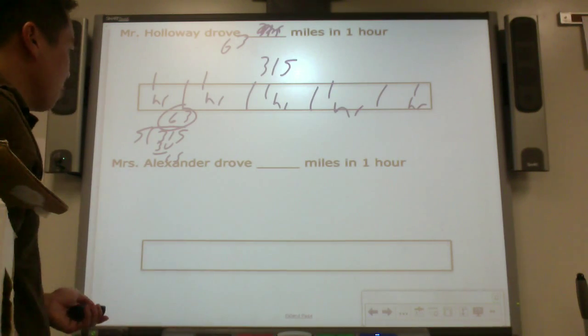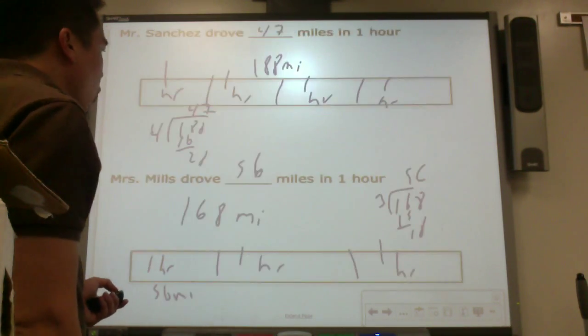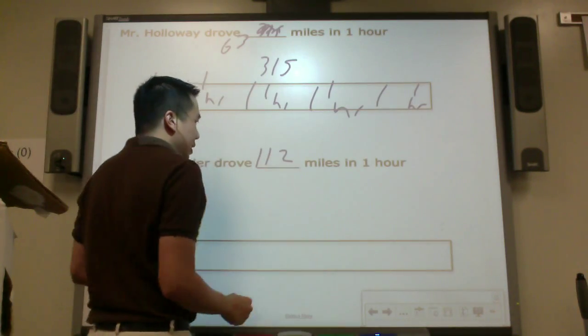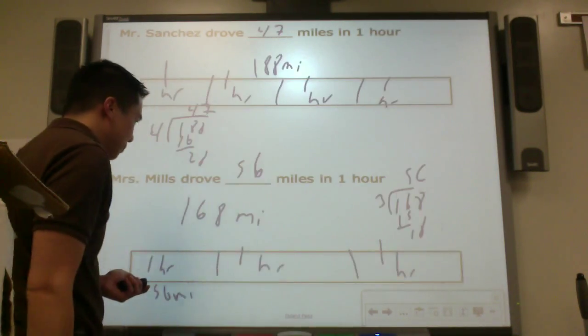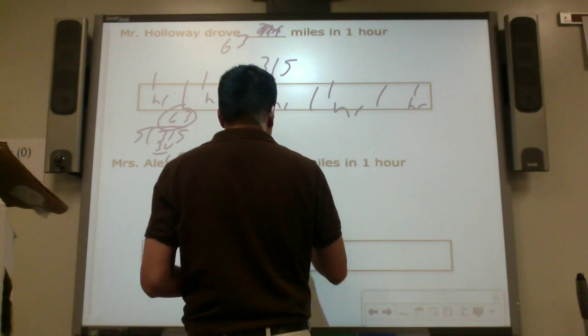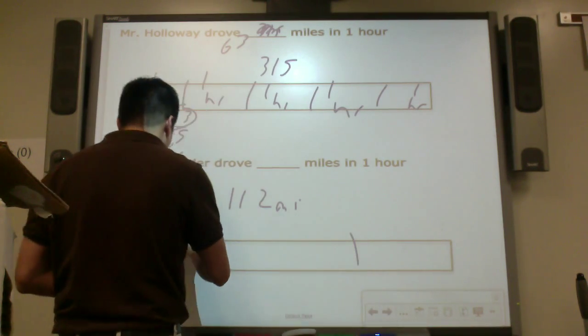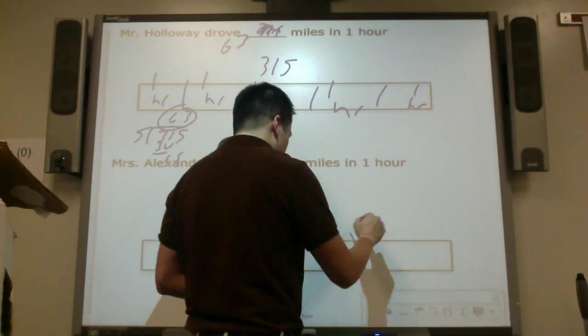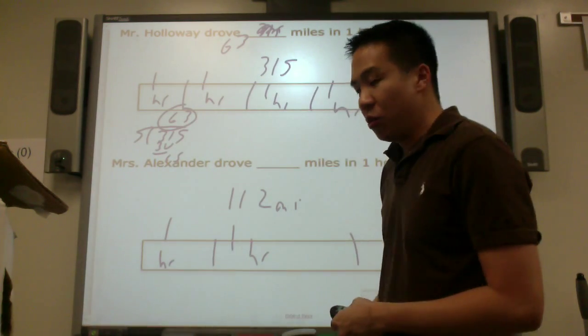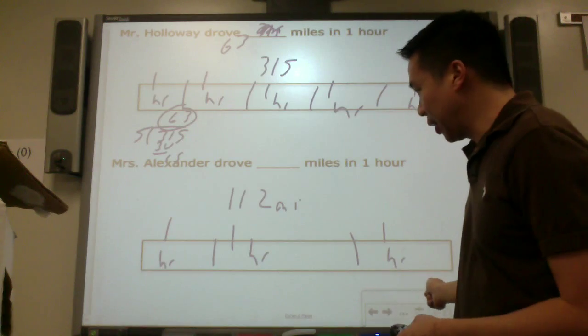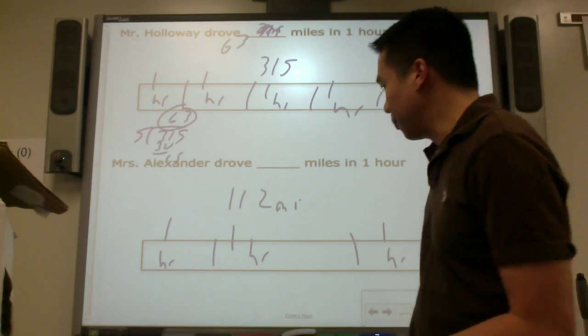Mrs. Alexander drove 112 miles in 3 hours. So here's 112 miles, 3 hours. 1 hour, 1 hour, 1 hour. So 112 miles in every 3 hours. So we're going to break this down.